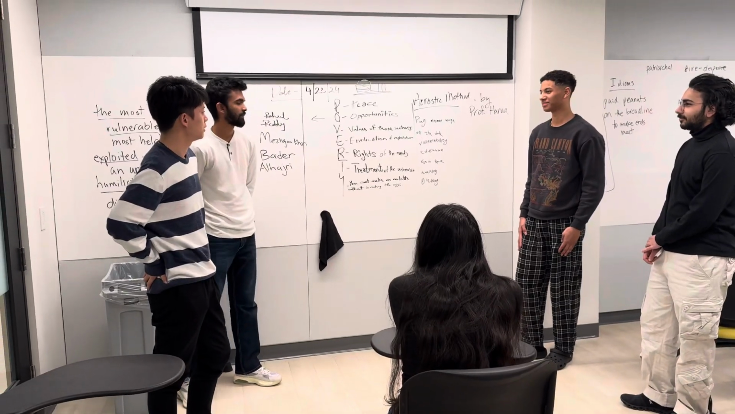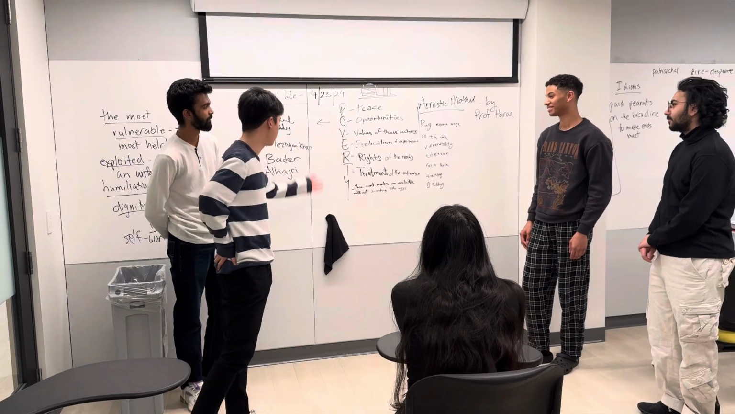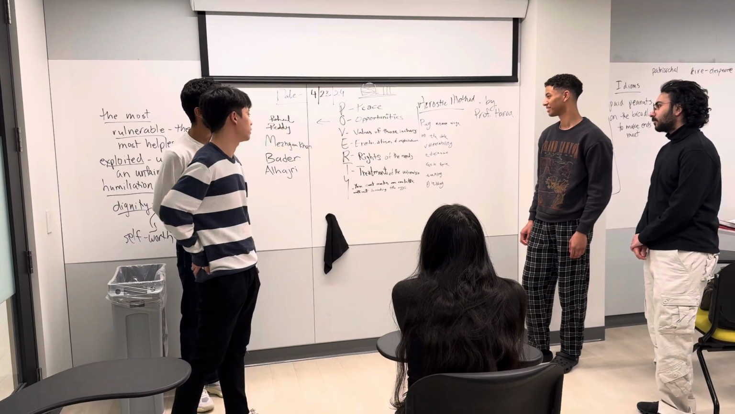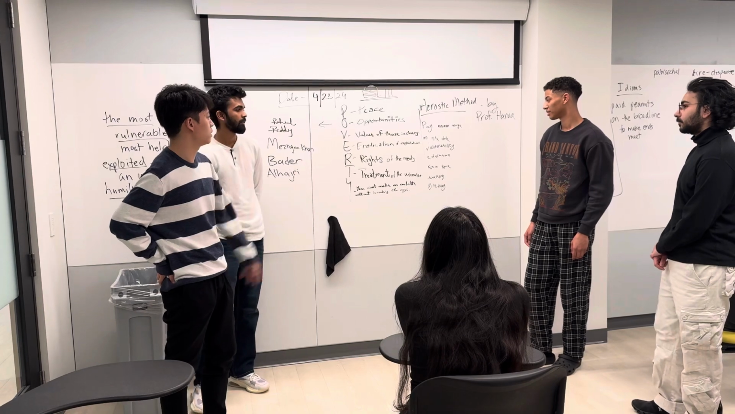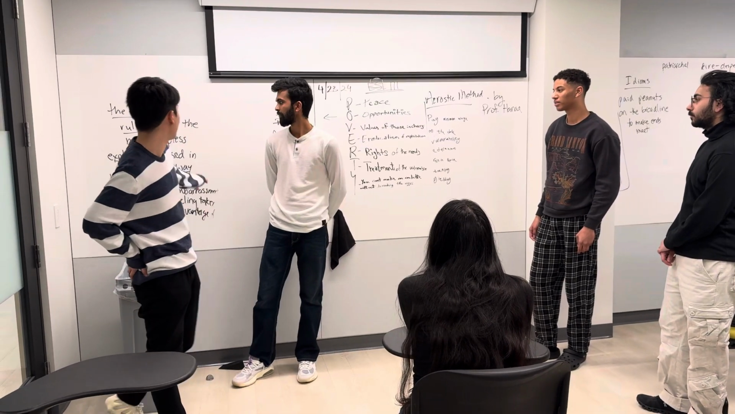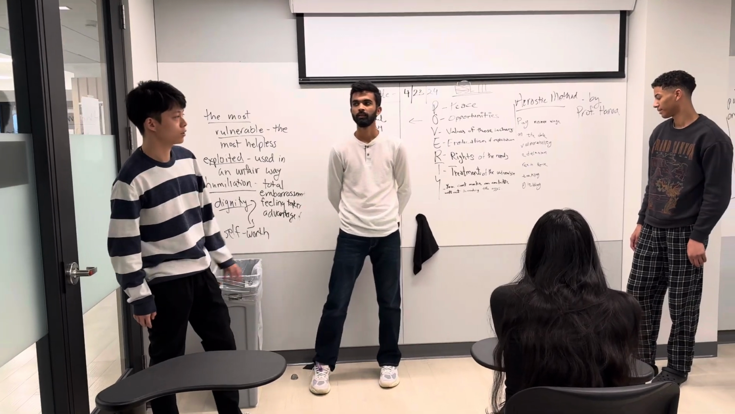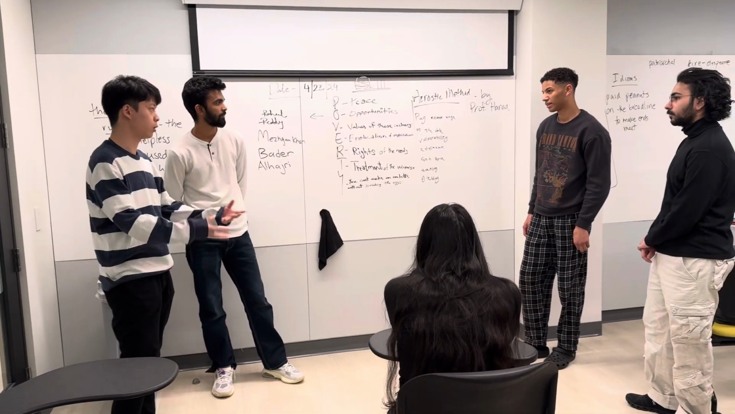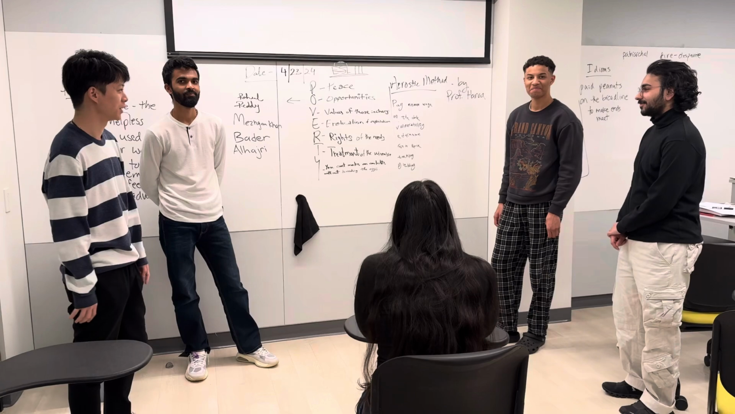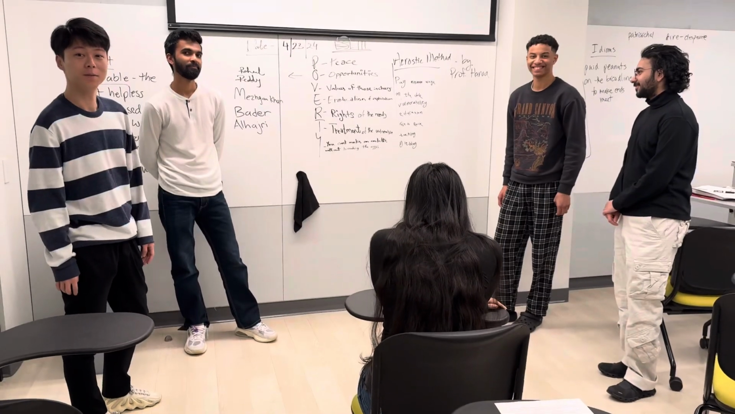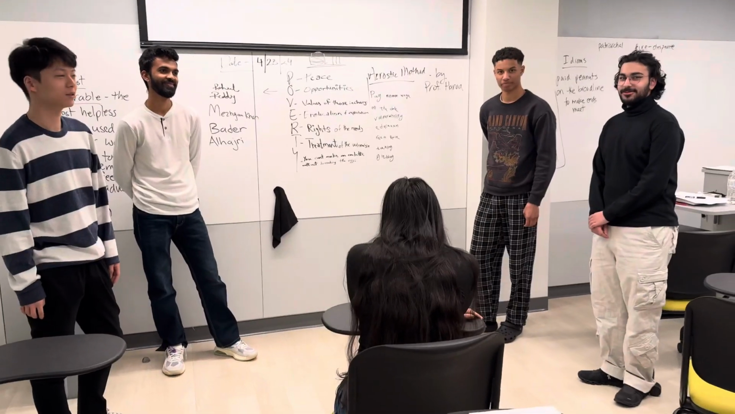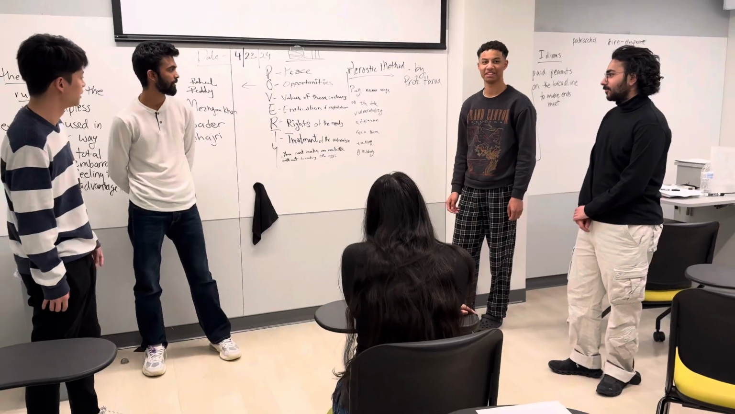Okay, V is for vulnerability, and that means the most helpless people. The vulnerable, the most helpless people, right? We need to spend more time to help them. Yeah, okay, look out. And sometimes vulnerable means very young, very old maybe, right? Exactly. Very good.